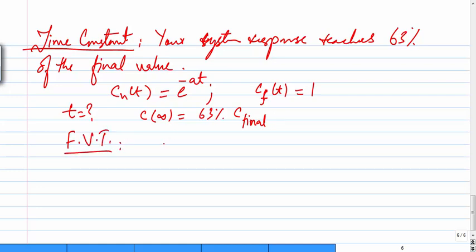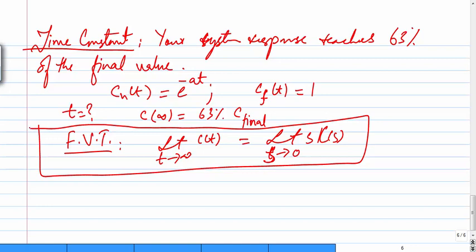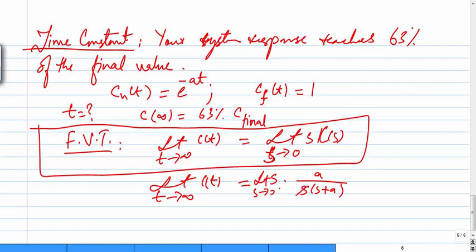We already discussed the final value theorem. If you remember, limit t tends to infinity of c of t equals limit s tends to 0 of s times C of s. If we plug in the values, we calculate the final value. For our current system, limit s tends to 0 of s times A divided by s times s plus A. You cancel out s and put the limit, and this becomes 1.